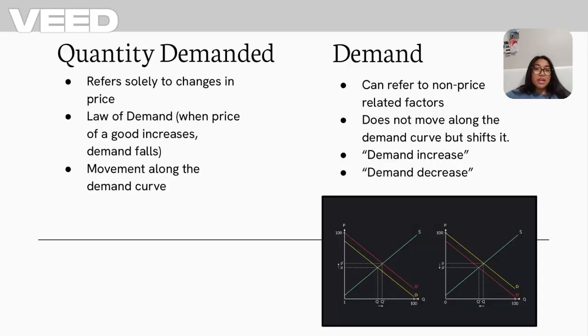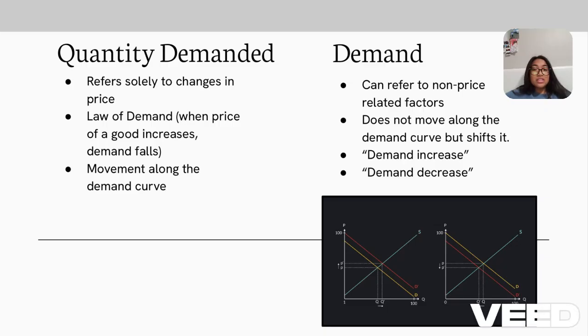Quantity demanded refers solely to a change in price. It relates to the law of demand. When the price of a good increases, the quantity demanded will decrease, or vice versa. It is a movement along the demand curve. The horizontal axis is quantity demanded, whereas the vertical axis is price.